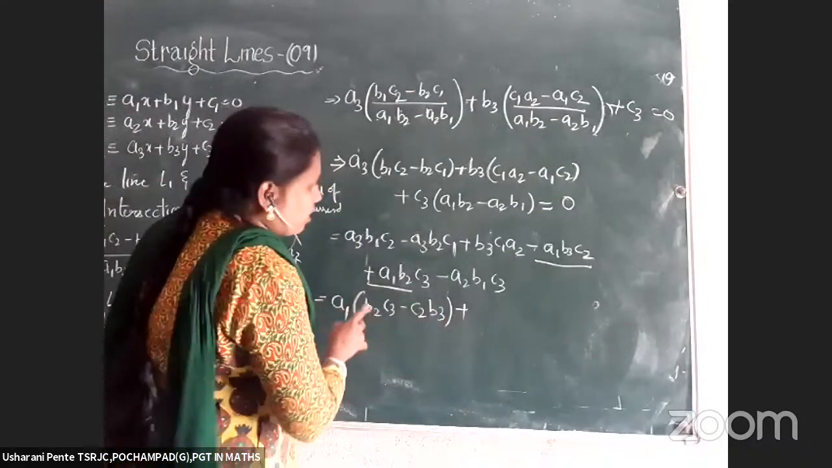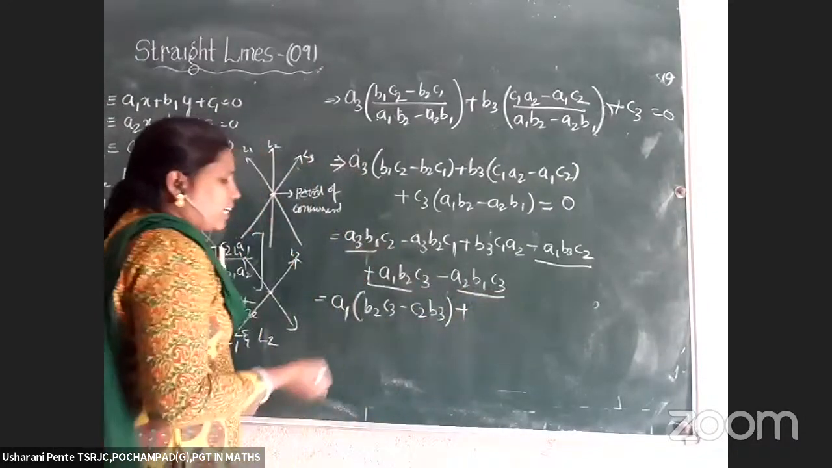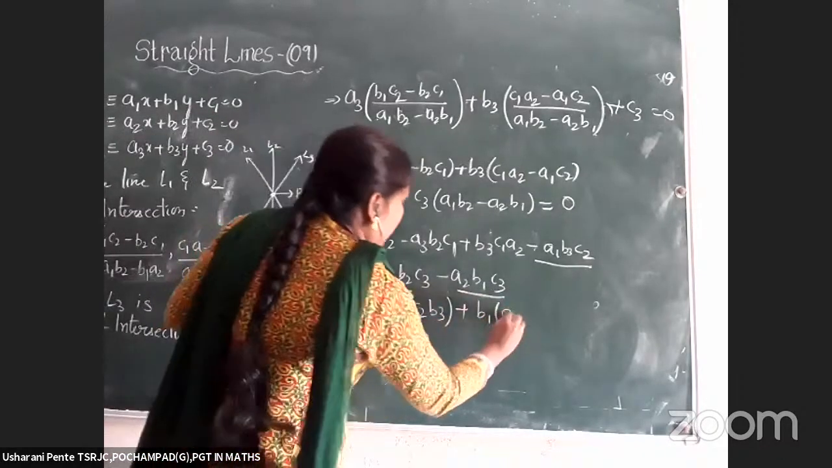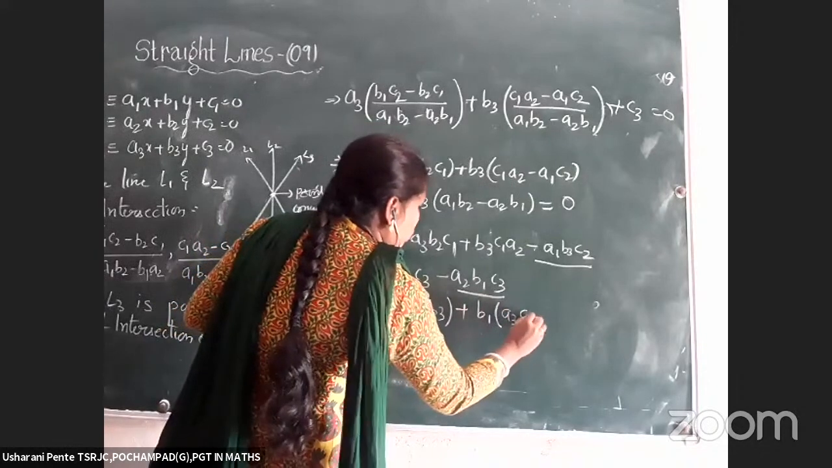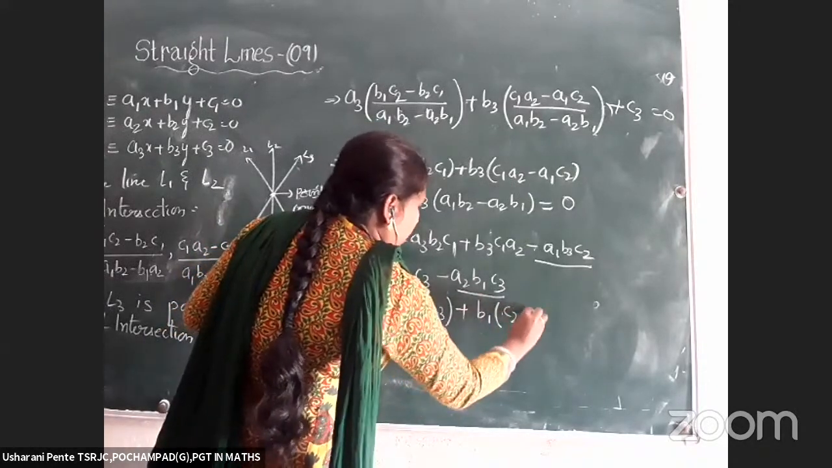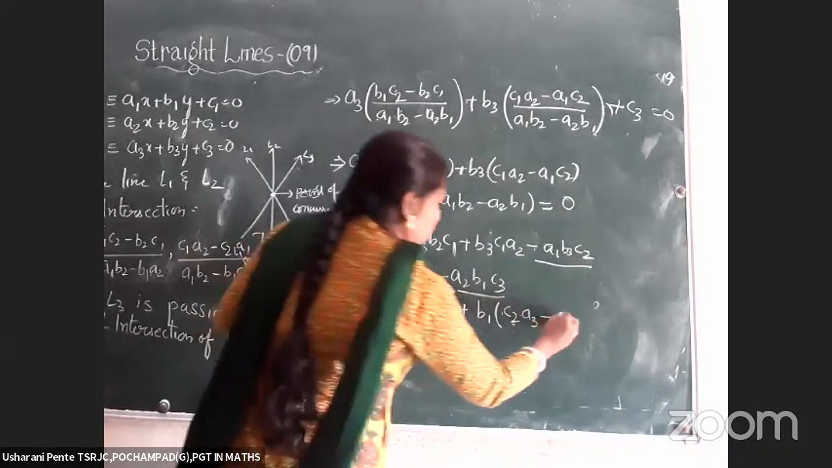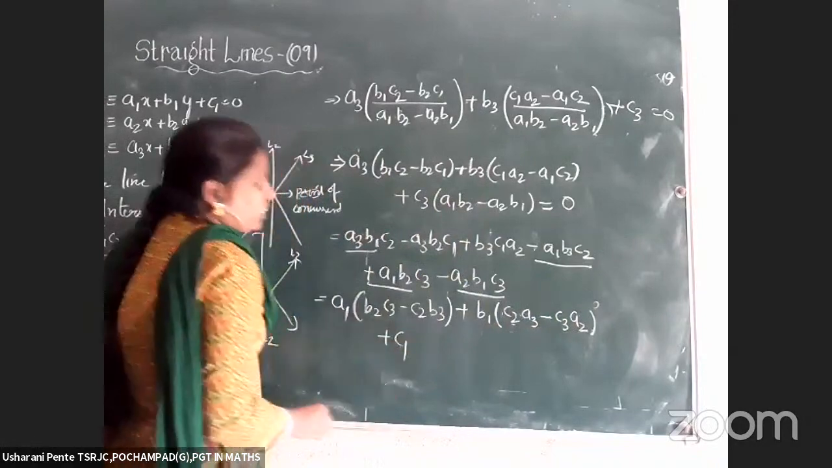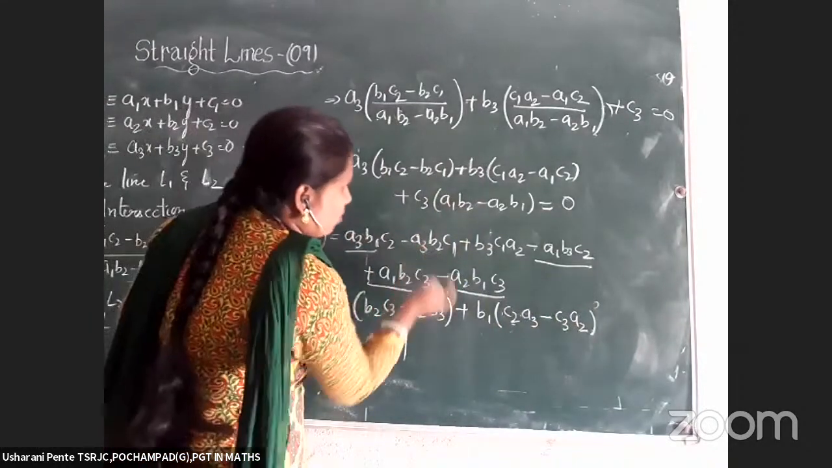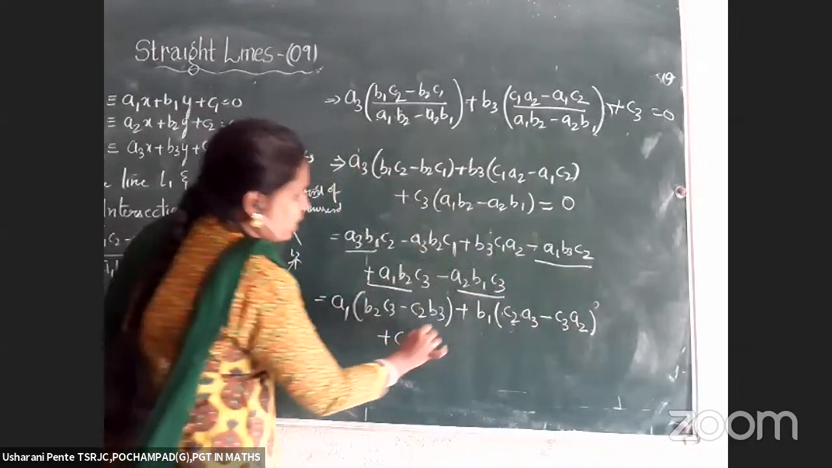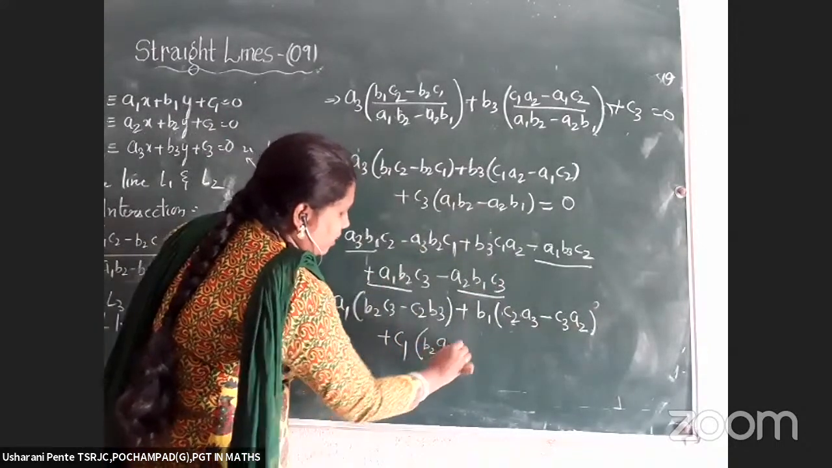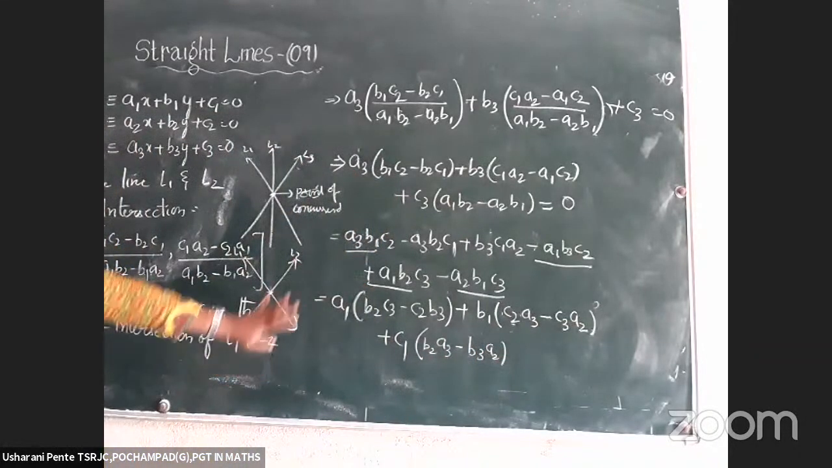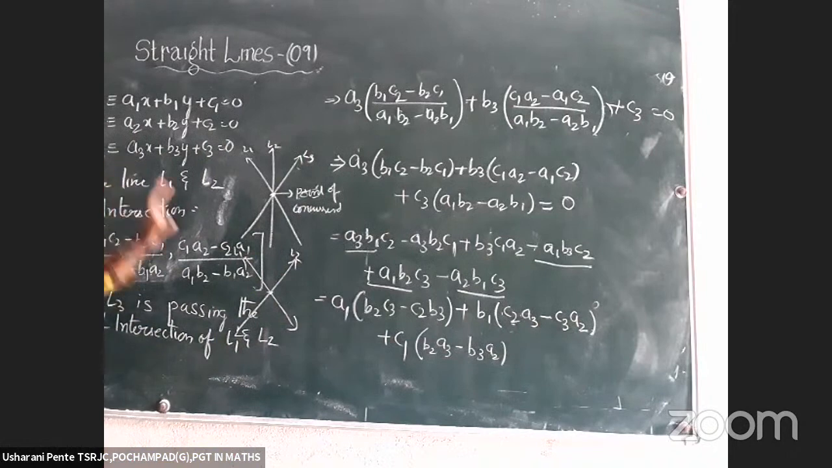Next, if I take B1 common from these two terms, what will I get? C2 A3 minus C3 A2. Plus, if I take C1 common from the remaining two terms, what will I get? B2 A3 minus B3 A2. Hence, we can say that this is the point of concurrence.